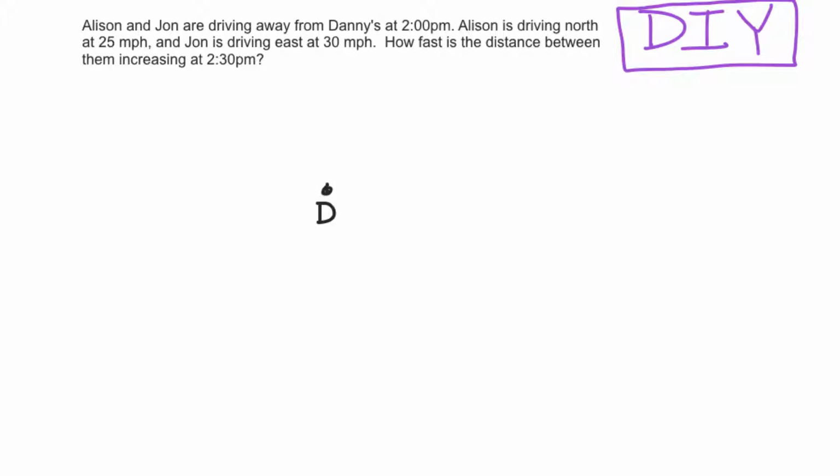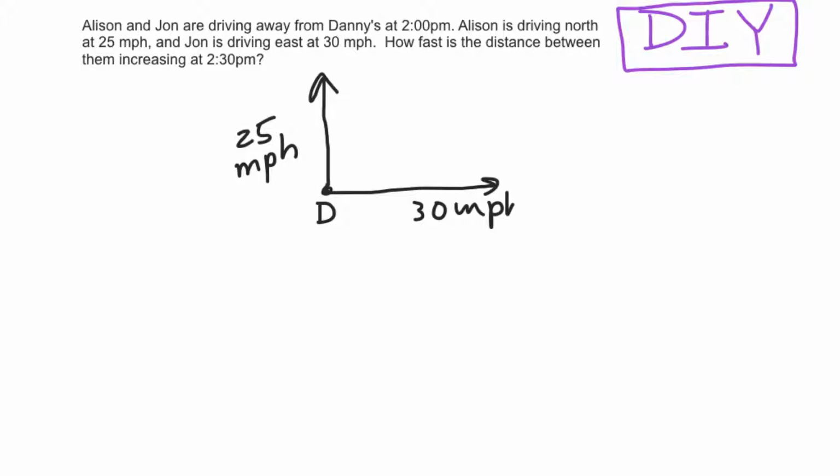Alice is driving north at 25 miles per hour, and John is driving east at 30 miles per hour. And we're asked, how fast is the distance between them increasing at 2:30 p.m.?